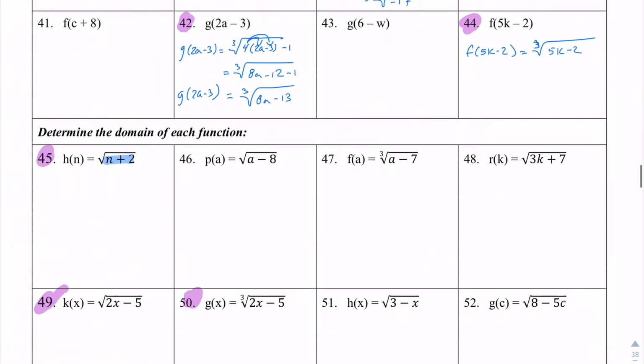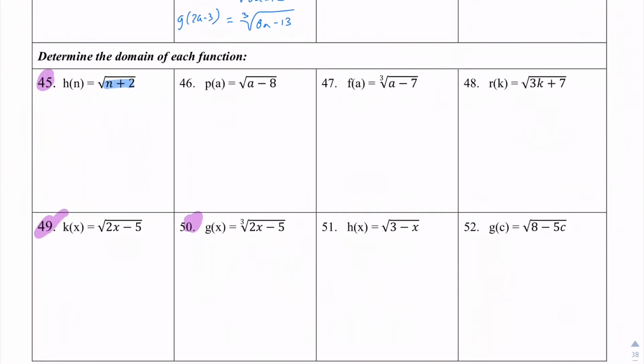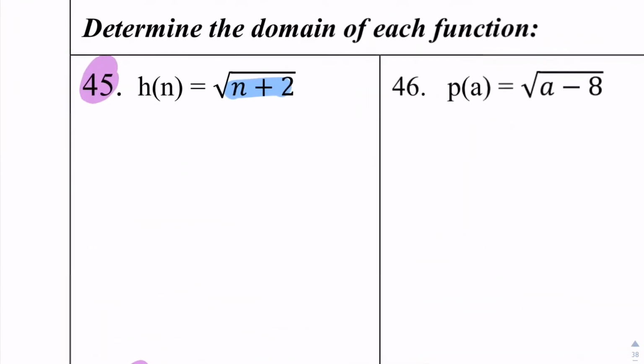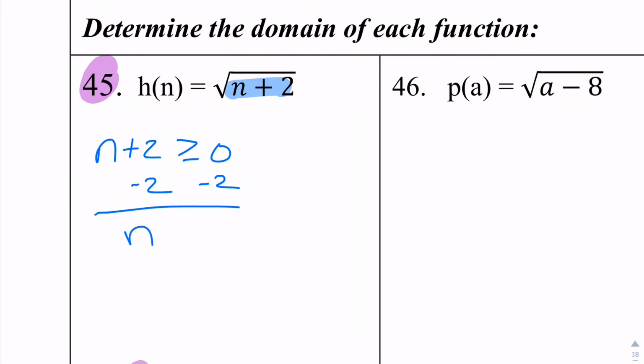Let's move on to some domain work, and I'm going to do just 3 of these. They're pretty straightforward. When we talk about the domain of a radical, our restriction here is that whatever is under the radical, n plus 2, must be greater than or equal to 0. So now I solve this little inequality, subtracting 2: n must be greater than or equal to negative 2. That's one way to write it. The other way says I'm going to go from negative 2 to infinity, with a bracket at negative 2 because it's greater than or equal to, and then of course parentheses at infinity.